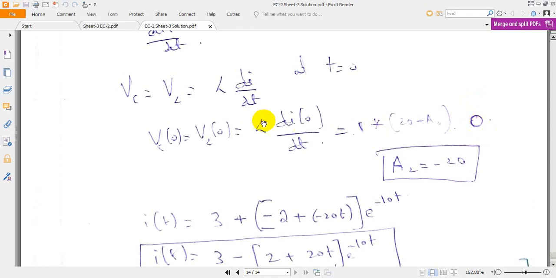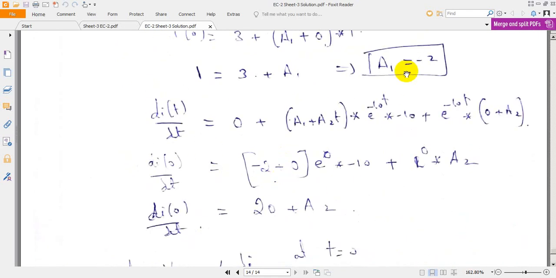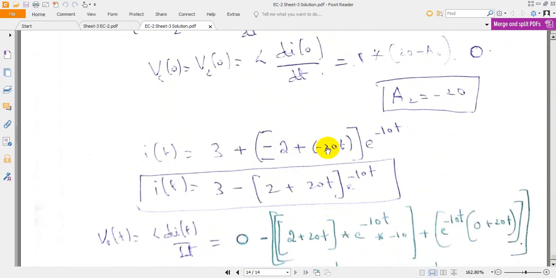When you equate this expression to 0, you will get A2 is equal to minus 20. When you get A2 is equal to minus 20, substitute in I of t is equal to 3 plus minus A1. A1 value, how much did we get? Minus 2. Minus 2 plus A2 t, minus 20t, into e power minus 10t. Well, if you expand this, taking the minus outside, you will get 3 minus 2 plus 20t into e power minus 10t.